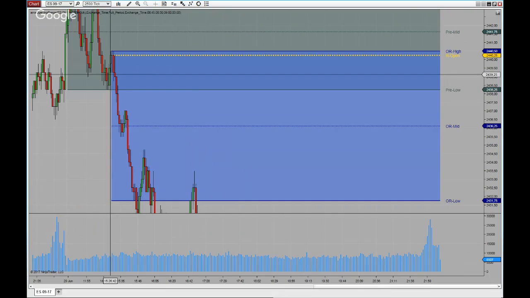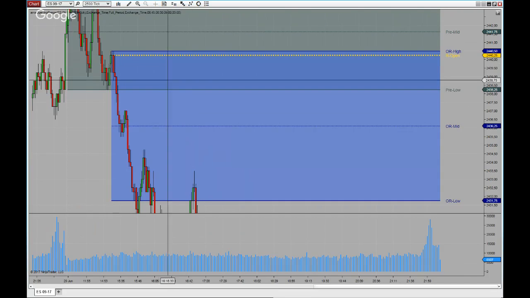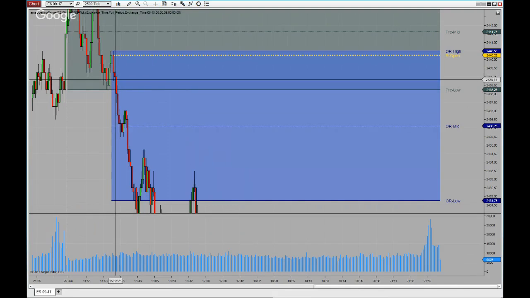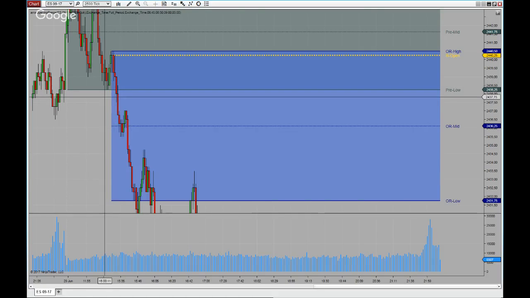Just keep that in mind. A 30-minute chart will give you the correct open time, as well as 15, 10, 5, and also 1-minute bars, and 3-minute bars. So that's something to keep in the back of your mind when you're working with this. But if you work with standard minute bars, that shouldn't be a problem.